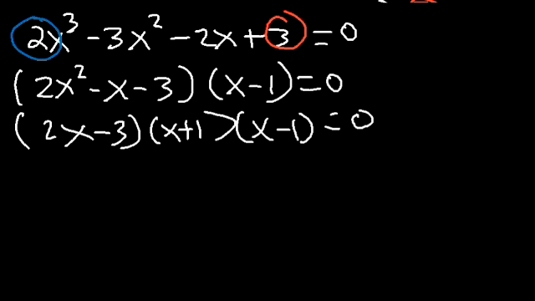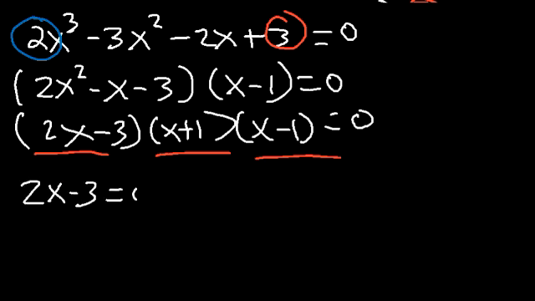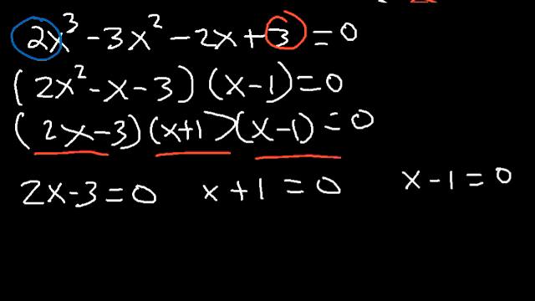So let's set each of the three factors equal to 0 separately. So 2x minus 3, x plus 1, and x minus 1. If x minus 1 is equal to 0, we need to add 1 to both sides. Therefore, x is equal to positive 1. So that's the first 0. If x plus 1 is equal to 0, we need to subtract 1 from both sides. So x is equal to negative 1.